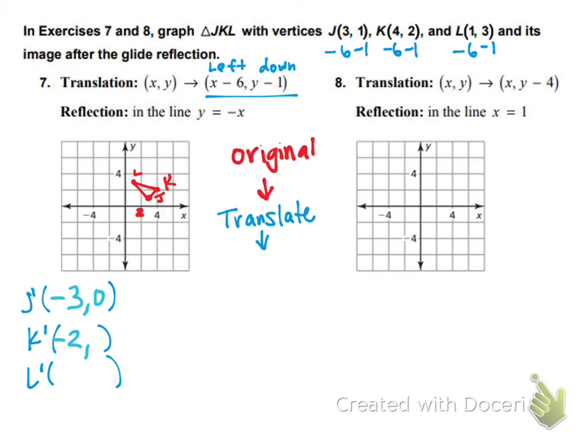Oh, it is 1. Sorry, guys, it was a long break. 1 minus 6, negative 5. And then 3 minus 1, 2. So we're going to go ahead and graph those. Negative 3, so that's negative 2, negative 3, 0. It's going to be right here. Make sure you label it J prime with an apostrophe.